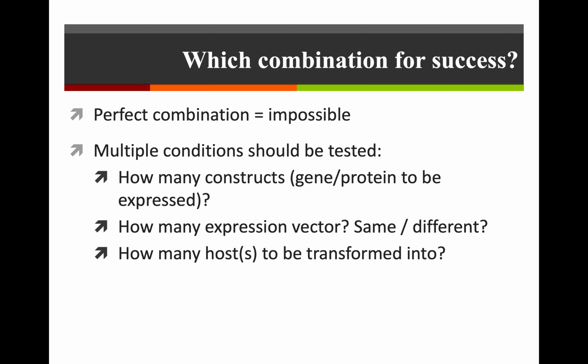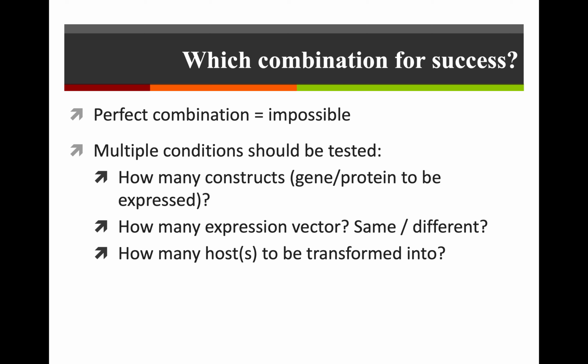So now, which combination for success? I've put in the first point that there is no perfect combination, because it's impossible. We try our best to have a good combination, but it is almost impossible to get one. You have to do lots of trial and error. You have to tweak here and there. You have to do lots of troubleshooting, which is in the next slide. So multiple conditions usually should be tested.